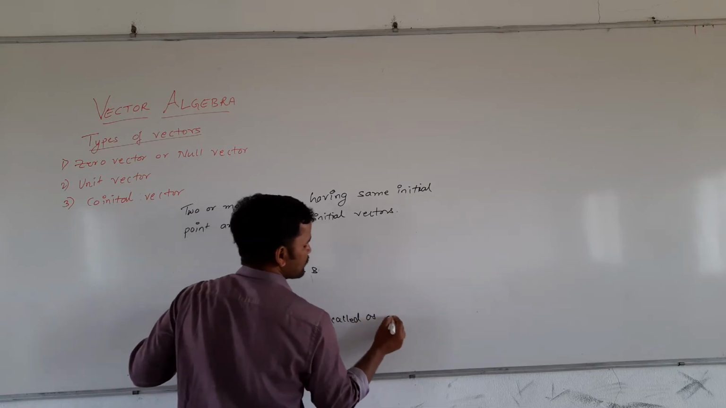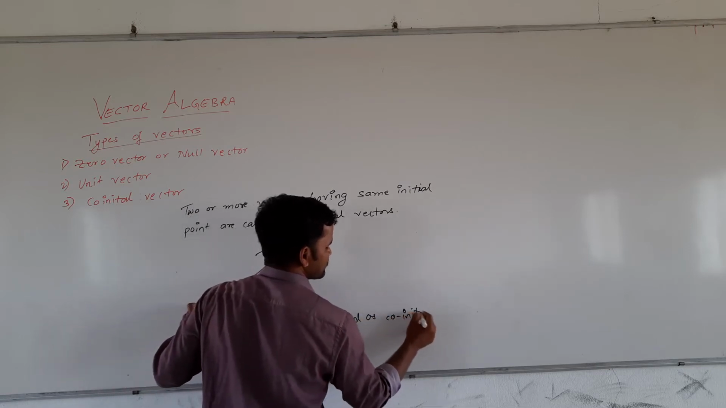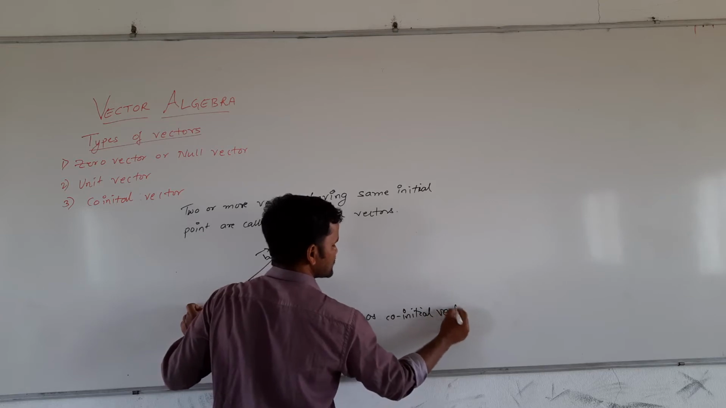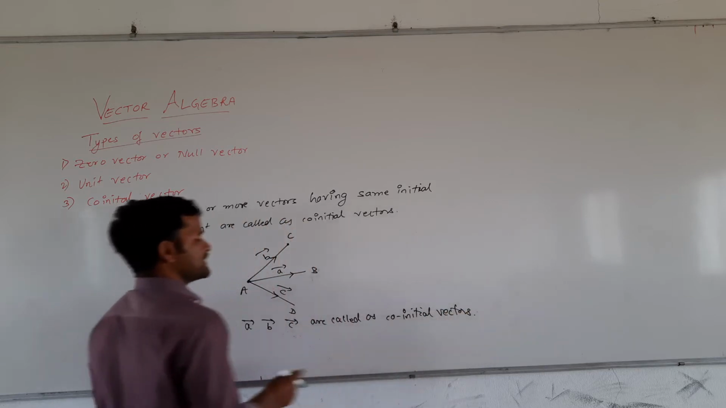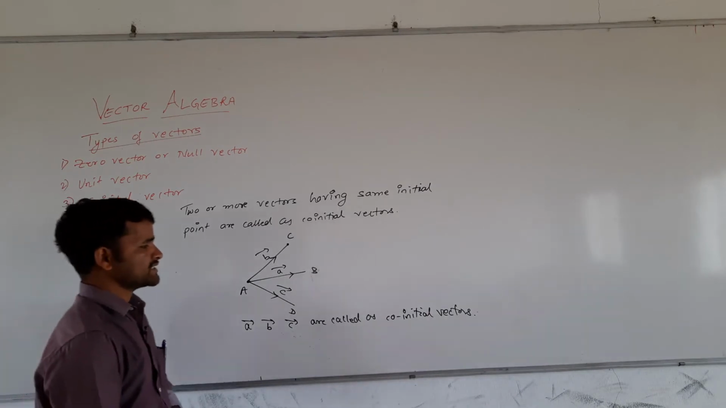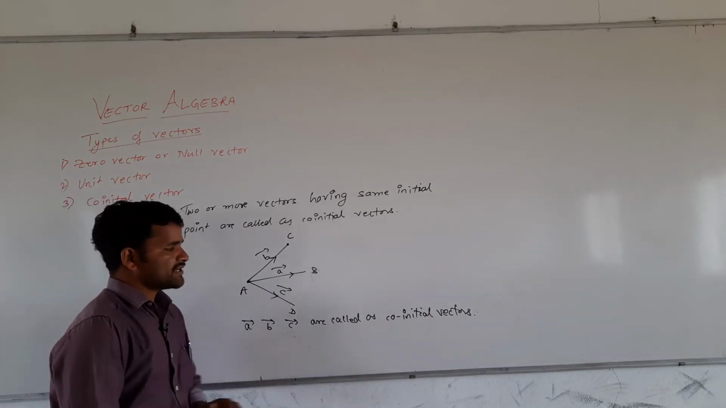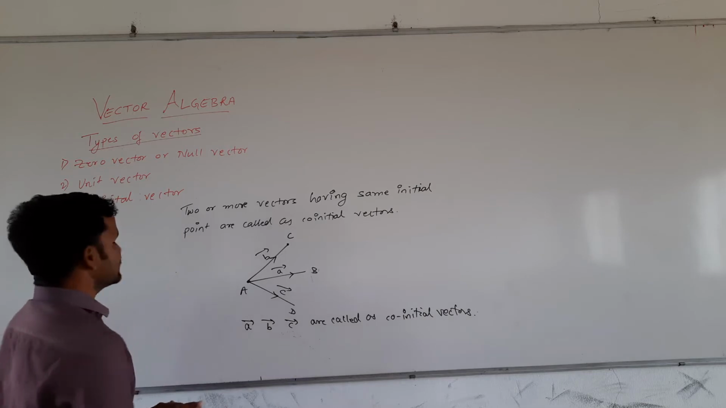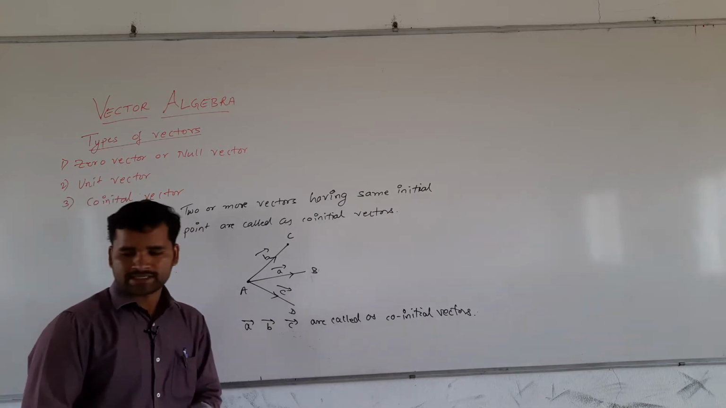are called co-initial vectors, means vectors have the same starting point, vectors have the same initial point. That's all. The type of vectors we say as co-initial vectors.